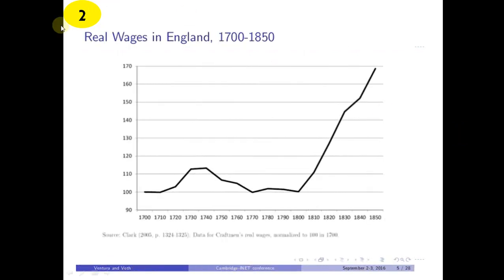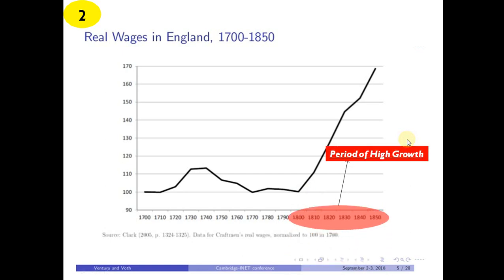Okay, now the second question, or the second theme that we are discussing in this lecture, real wages in England. As we can see here, this graph depicts the average real wage in England for this time span of 150 years, and there is a sudden rise of this real wage from 1800, and this rise is consistent till 1850. This is considered the period of high growth.